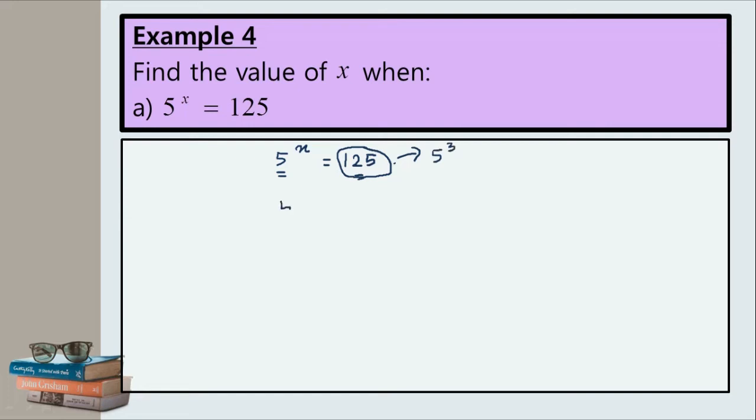So now we have 5 to the power of x equal to 5 to the power of 3. Since we have the same base, 5 and 5, and only one term on both sides, we can compare our power. So we have x and 3. That's why our final answer is x equal to 3.